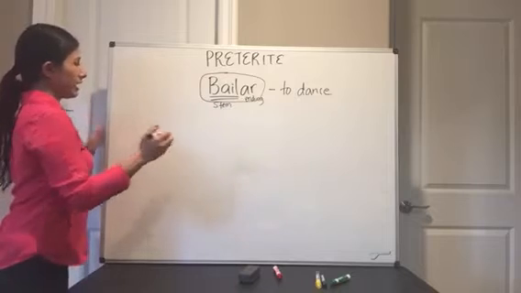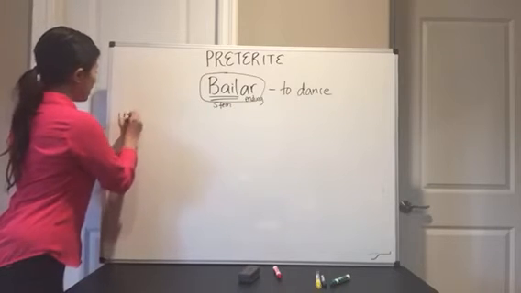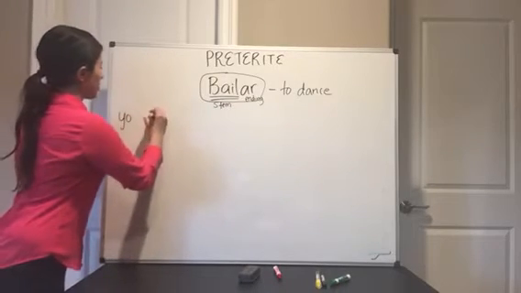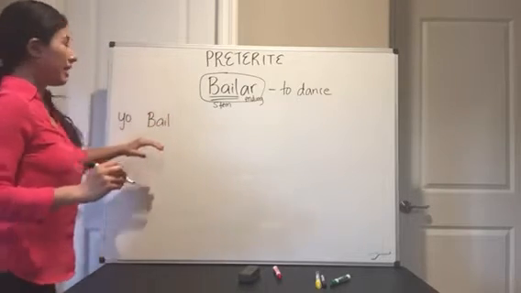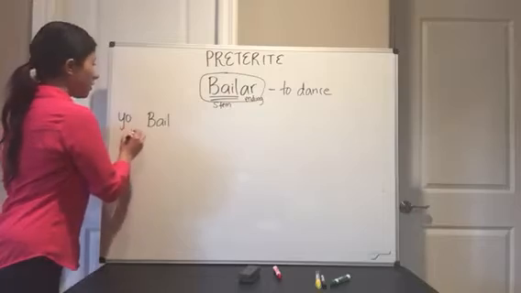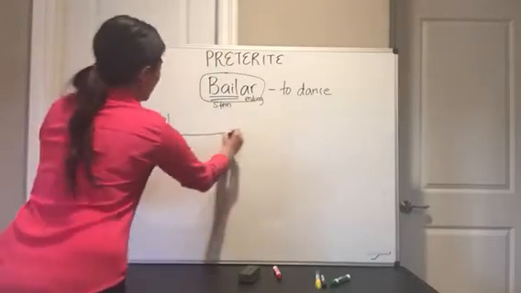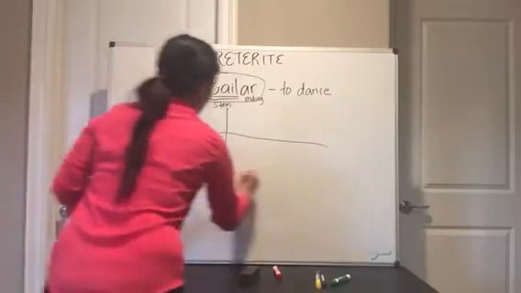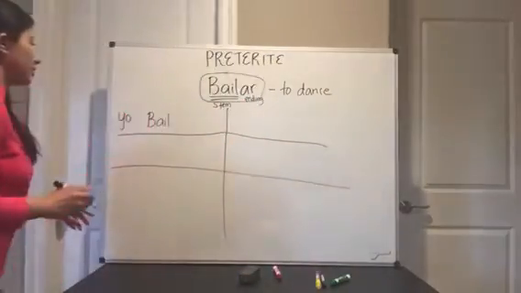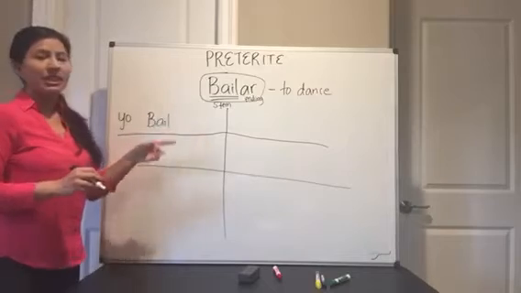So let's do this. Yo, that's I, right? Bail is the stem. So I'll go ahead and put down all the stems first, and then we'll add the endings.